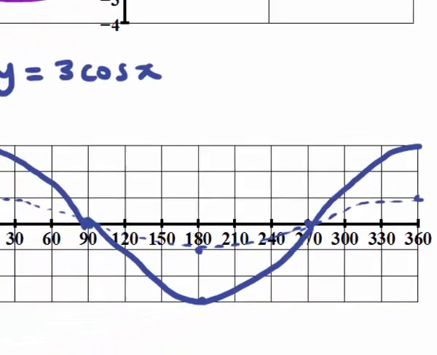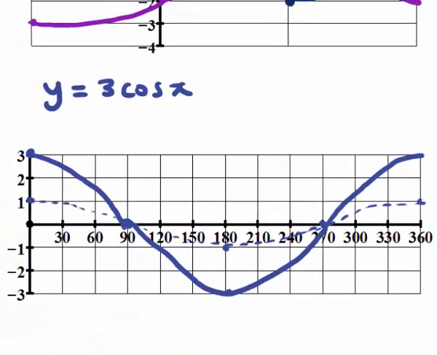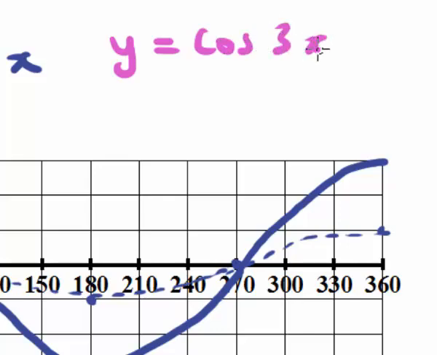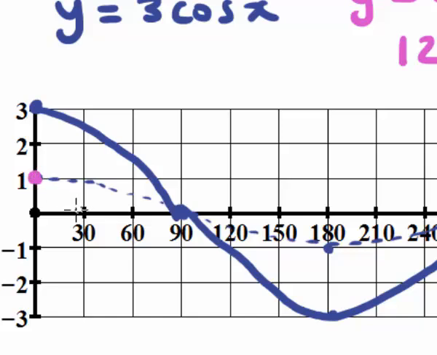But if we look at this one, for example, let's have a look at y equals cos 3x. Now we've already drawn this one. Remember, its period is 120. So it went like this. It starts there, there, there to 120.